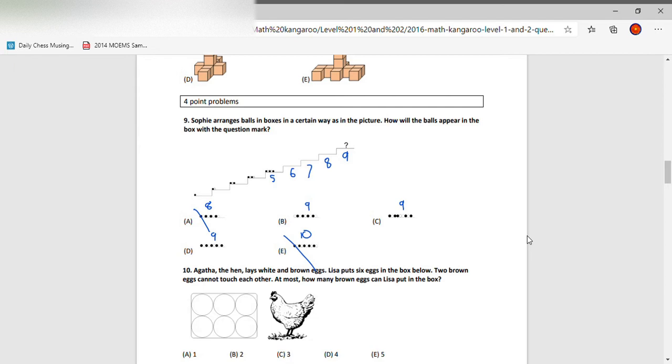So for B, it cannot be B because it starts with the white ball, but here in every picture, it starts with the black ball, and that's not going to change because it is a pattern, so it can't be B. And it can't be C because there are two black balls together. But in the pattern, it's alternating with black, white, black, white, black, white. So it cannot be C, meaning that we are left with D as our answer.